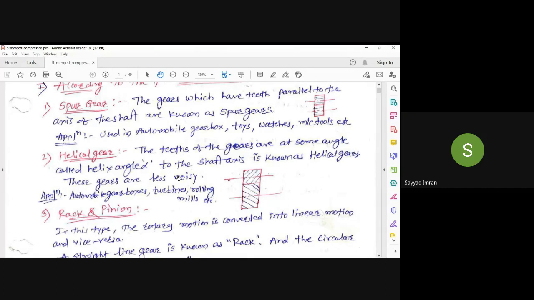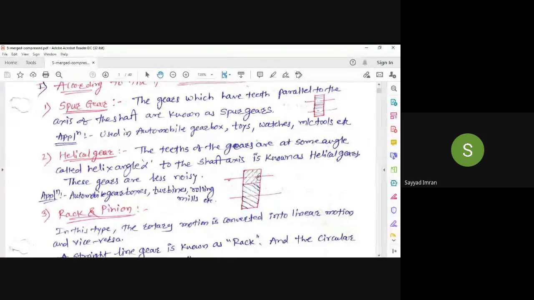This angle is called the helix angle, and it is denoted by alpha. So the gear whose teeth are at some angle to the shaft axis is known as a helical gear. These gears are also used to transmit power from one shaft to another when the shaft axes are parallel to each other. Here you can see the hatching lines. These are nothing but the teeth of the gear, and they are inclined to the shaft axis. This angle is known as the helix angle, and it is denoted by alpha.